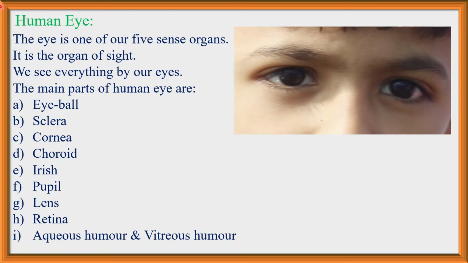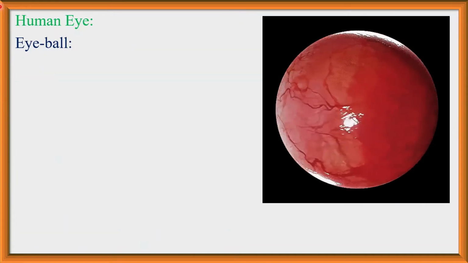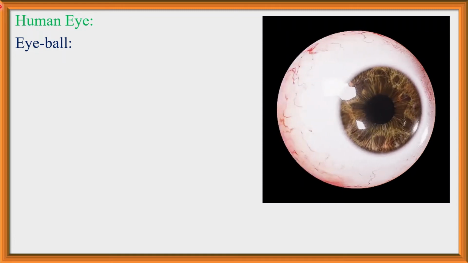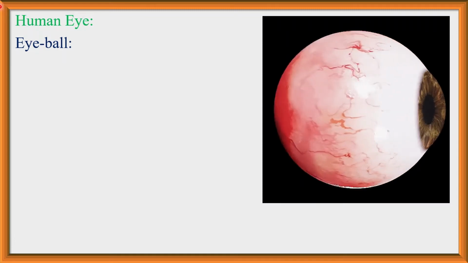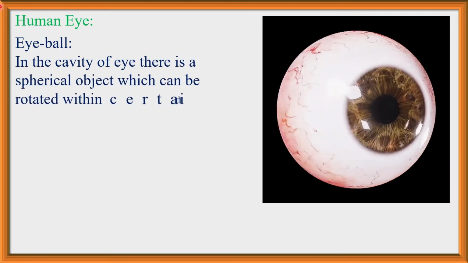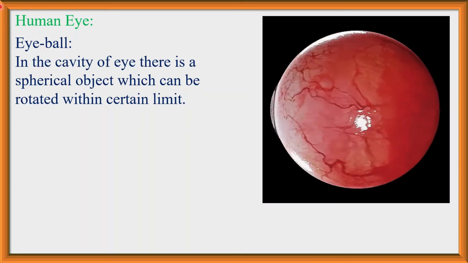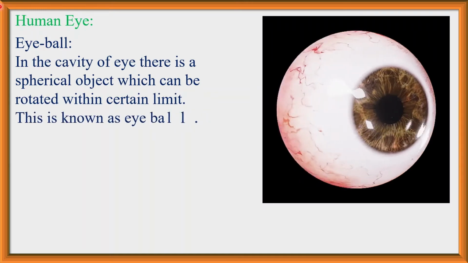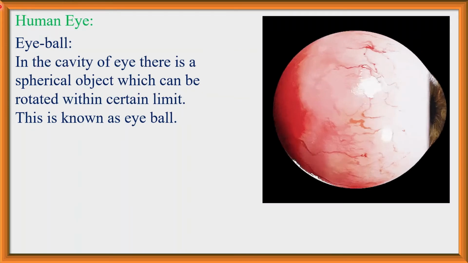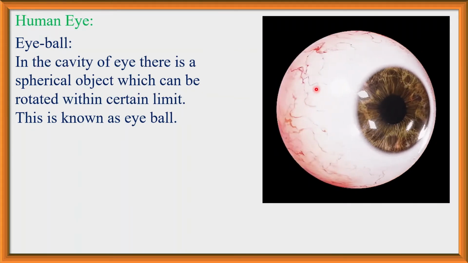We will discuss these parts of the human eye. At first, eyeball. In the figure, you can see the eyeball. In the cavity of the eye, there is a spherical object which can be rotated within certain limit. This is known as the eyeball. It can be rotated within certain limit.